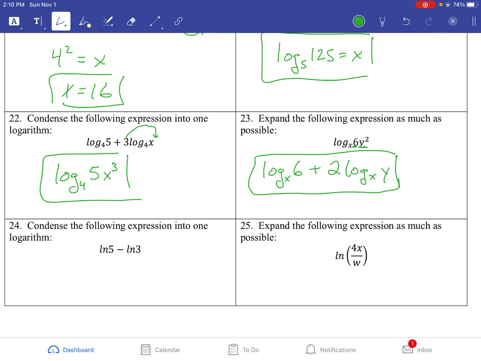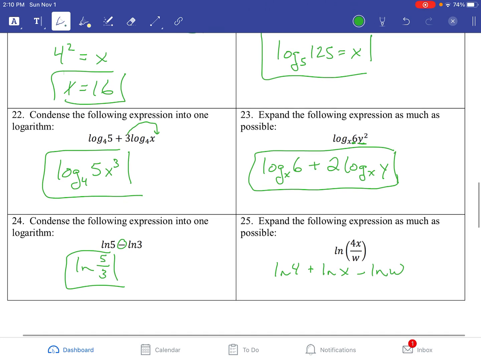Okay. Condensing these two, so we have natural log of 5. Since it's minus, you're going to divide 5 over 3. And then here, last one, you have natural log of 4 plus natural log of x minus natural log of w. So the 4 times x, that's going to be split up and be a plus, and because it's being divided by w, it's going to be a minus natural log of w.